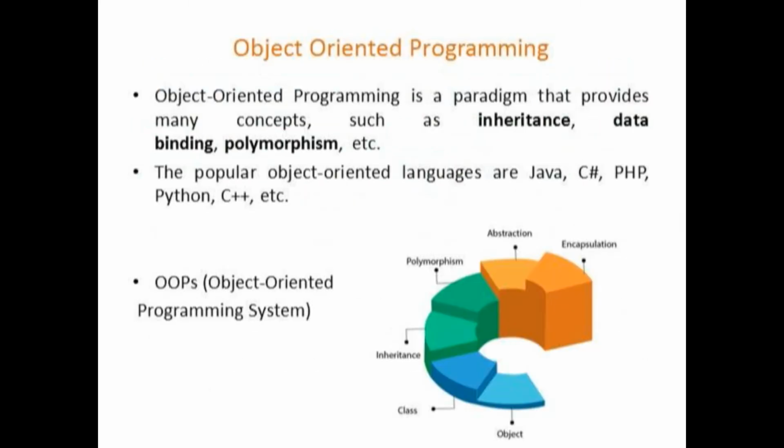Each and every program can have code and data, and it belongs to any one of the paradigms: procedure-oriented or object-oriented. The procedure-oriented approach is a top-down approach. Here the code is acting on the data, and in the object-oriented approach the code is acting around the data.